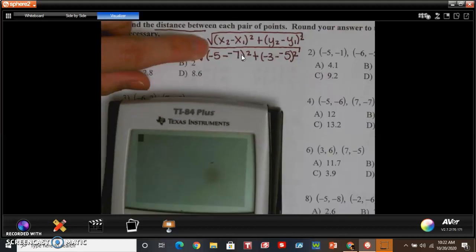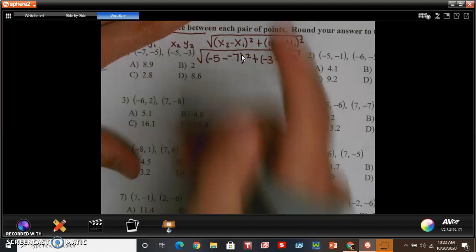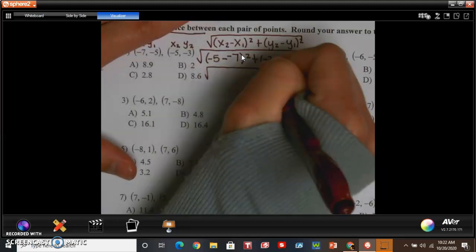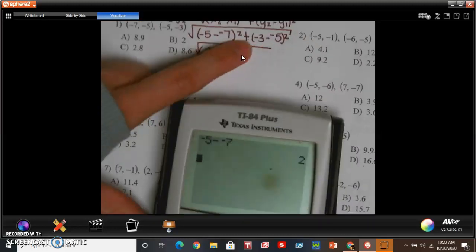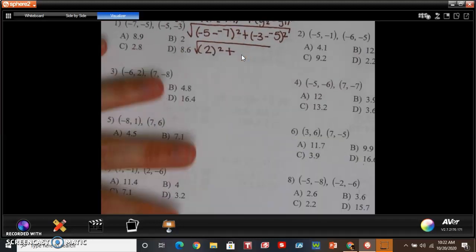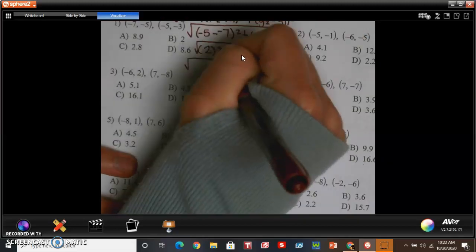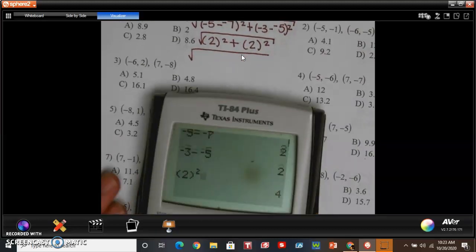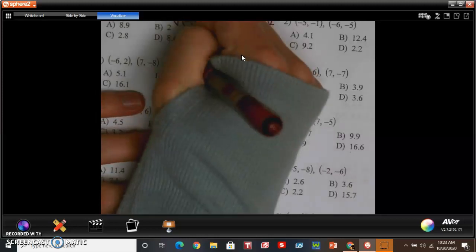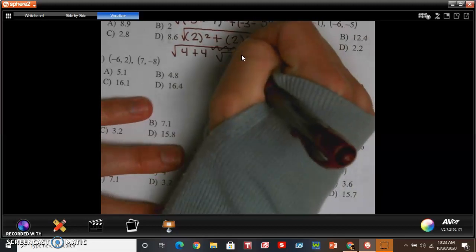So we're going to take care of what's inside of parentheses first. So we have negative 5 minus negative 7. That gives us 2. All right. Then we have negative 3 minus negative 5. We get another 2. Here we go. So we're going to have 2 squared. That's 4. So we have 4 plus 4. I made that way too ridiculously long, which gives us square root of 8.